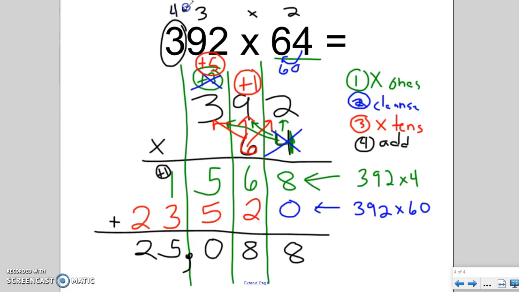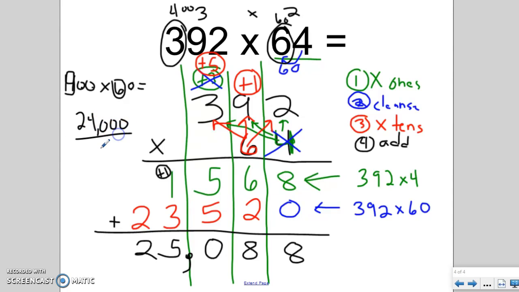Now, estimating would be great right now to make sure my answer makes sense. 392 is about 400, and 64 is about 60. So if I do 400 times 60, and I do a little box and dot action here, I know 4 times 6 is 24 with 1, 2, 3 zeros. You can see, guys, that my answer of 25,088 is really not very far off from my estimate.